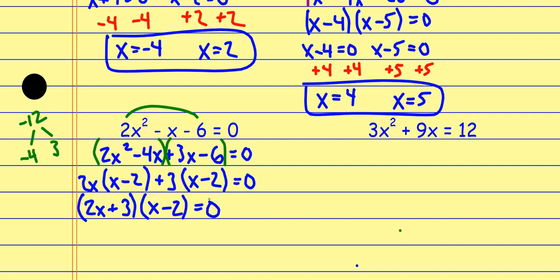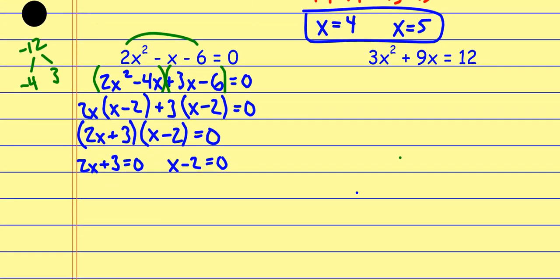And now I'm set up for the zero factor property. Two things being multiplied equals 0. Either the first thing equals 0, so either the 2x plus 3 equals 0, or the second thing, the x minus 2, equals 0. And now I can solve each of these. Okay, so this first one, I'm going to subtract that 3 from each side. And then divide by the 2.